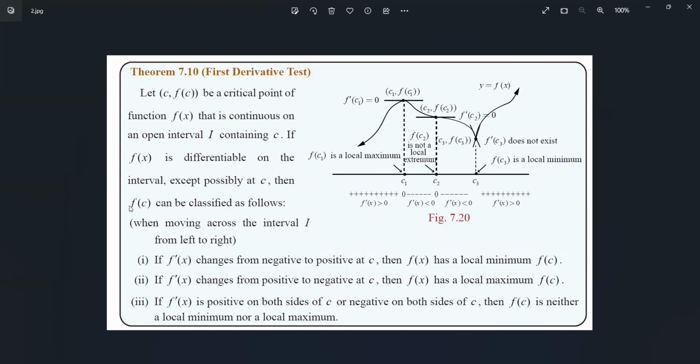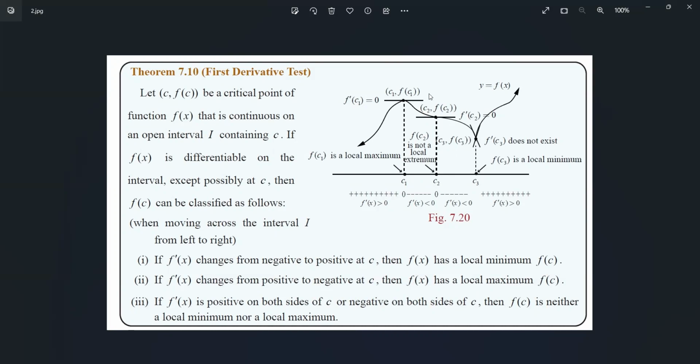When moving across the interval from left to right, if f'(x) changes from negative to positive at c, then f(x) has a local minimum f(c). If f'(x) changes from positive to negative at c, then f(x) has a local maximum f(c). If f'(x) is positive on both sides of c or negative on both sides of c, then f(c) is neither a local minimum nor a local maximum.